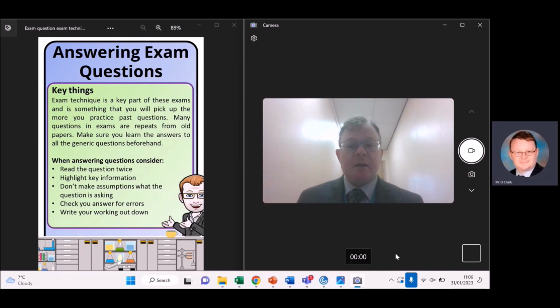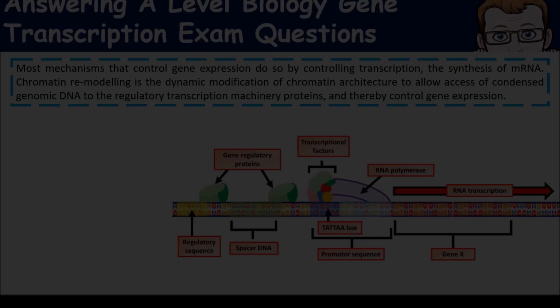When answering and reading questions, there are a few things to take into account. Make sure you read the question at least twice so you don't make any mistakes. As you read, highlight key information. Don't make assumptions about what the question is asking. After you've answered it, check your work for daft errors. And if it involves a calculation, make sure you write your workings down. Right, let's have a look at the question.